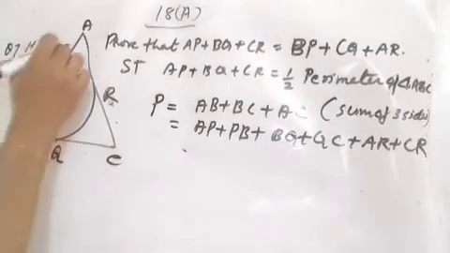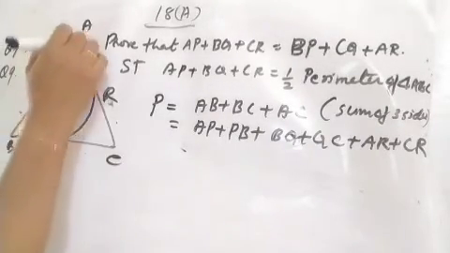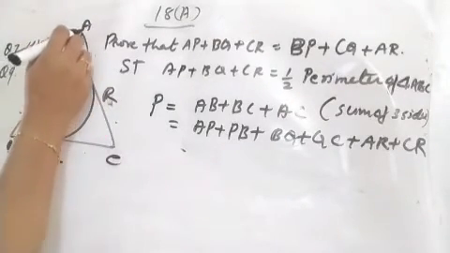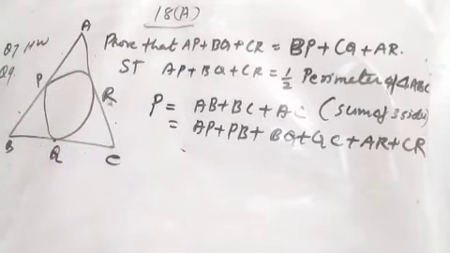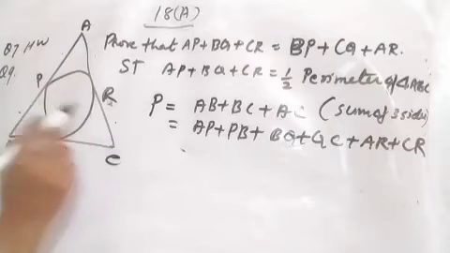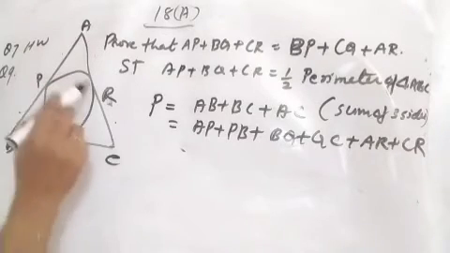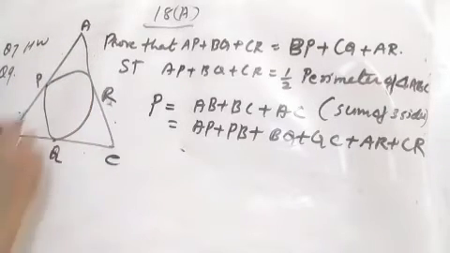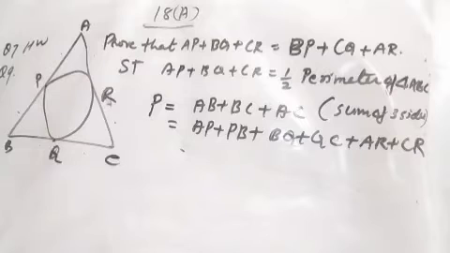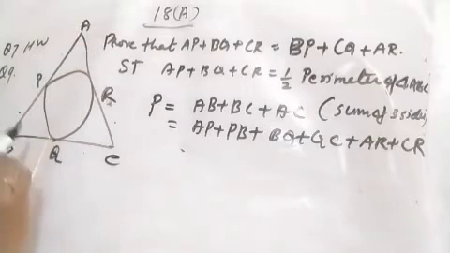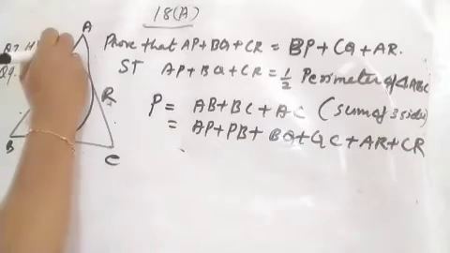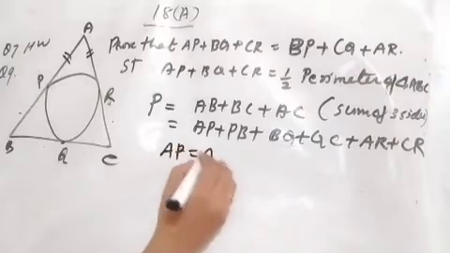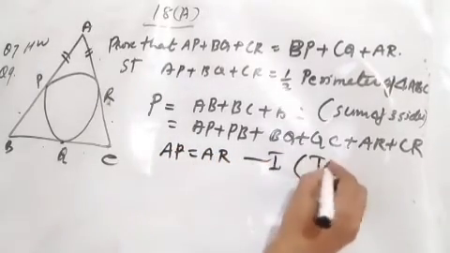First of all, AP and AR are tangents to the same circle from the point A. Yes or no? AP and AR are tangent to the same circle. This tangent meets at the point P and this tangent meets at the point R. So what about the property of tangents drawn to the circle from an external point? Yes, they are of equal length. So AP is equal to AR. What is the reason? Yes, tangents from point A.